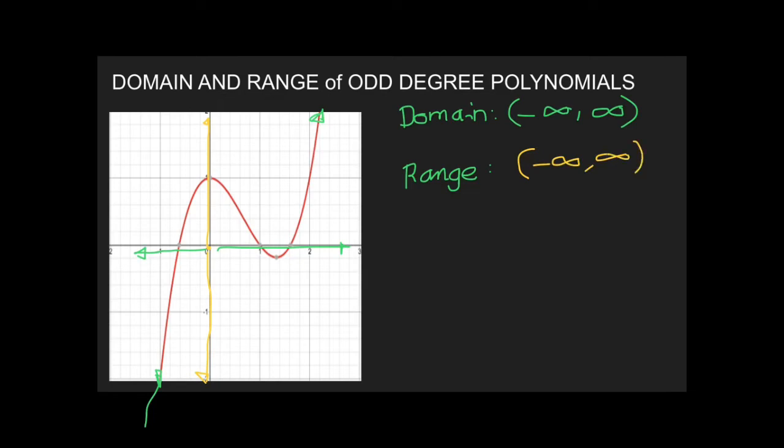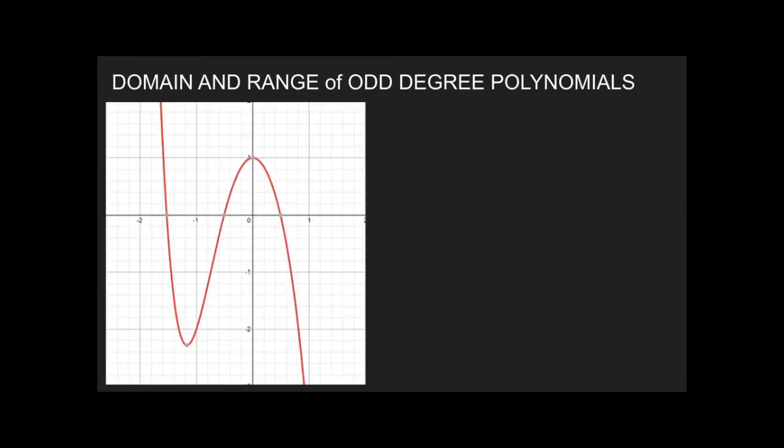Take note that the graph continues to go down and continues to go up, using all the y values down and y values up. So the domain and range of this type of function is negative infinity, positive infinity. Take note, this is for an odd degree polynomial with a positive lead coefficient. Let us consider another example of an odd degree polynomial, but this time with a negative lead coefficient. That's where the graph is going down from left to right.